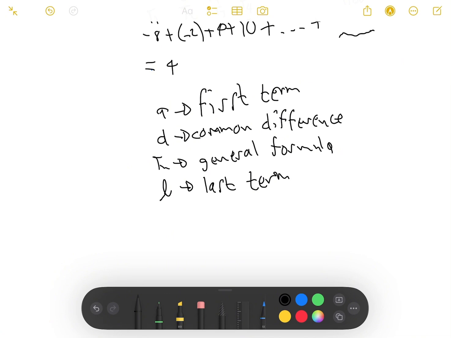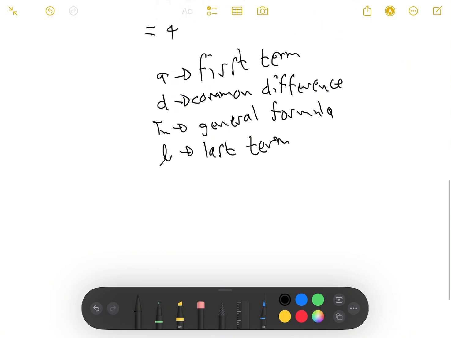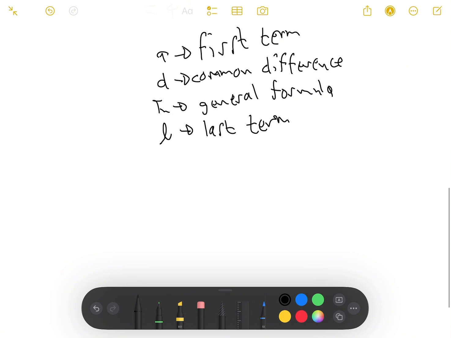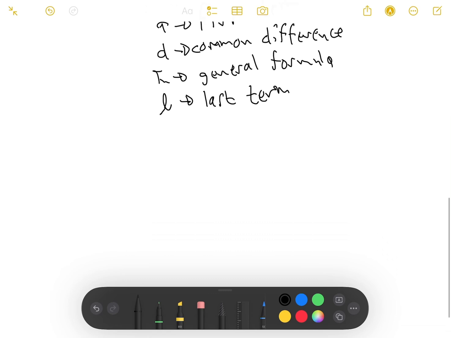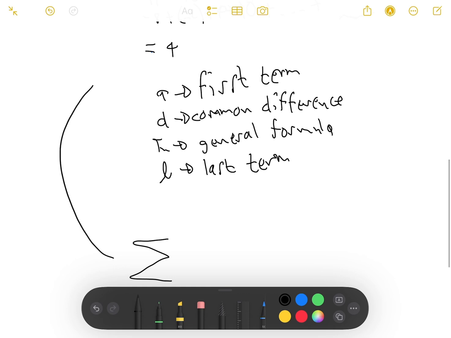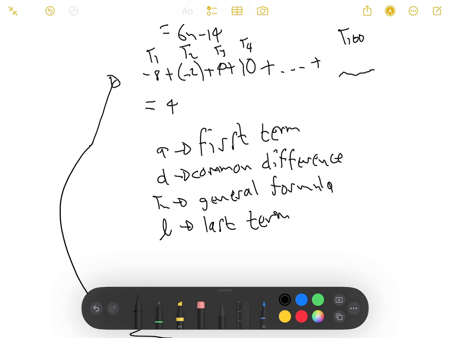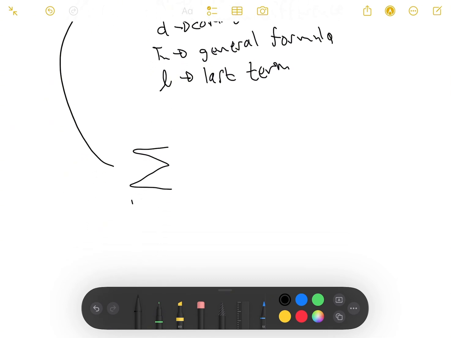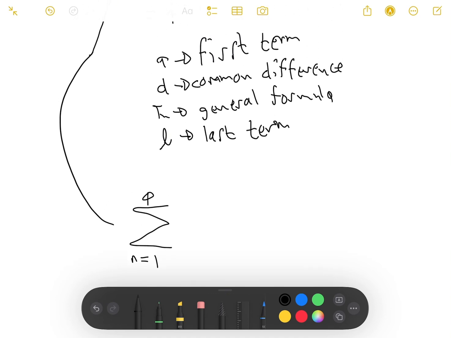So okay, let's continue. So think about it. We must come up with strategic ways of expressing these many terms without having to represent all the way from t1 all the way to t100. So one of the best ways of doing that is to use sigma notation, which stands for sigma, and in this case we added -8, -2, 4 and 10. So there we'd basically say n equals 1 and then n equals 4, basically meaning that we are summing numbers.